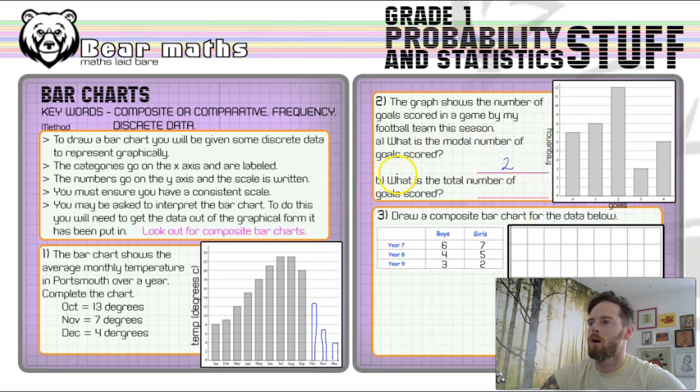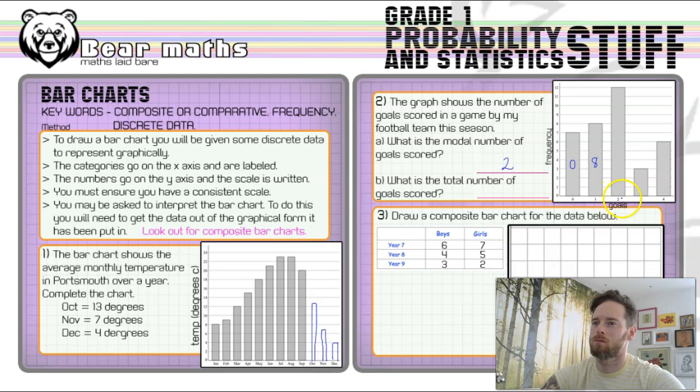What's the total number of goals scored? A little bit trickier, this question. So interpreting the data from the bar chart is what we have to do here. We can see we've got the frequency up the side, the goals scored along the bottom, they're the categories. And we've got 0 goals scored in 7 games. So overall in 7 games, that means we've got nothing, no goals scored. Okay, 1 goal was scored in 8 games, so that is 8 goals for that bar. It's all right so far.